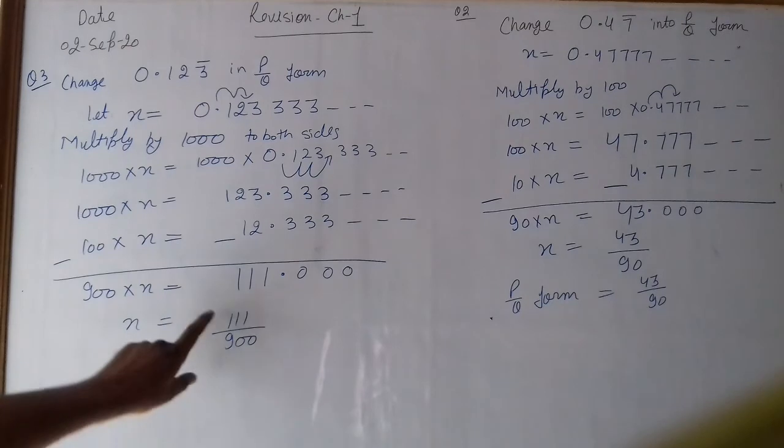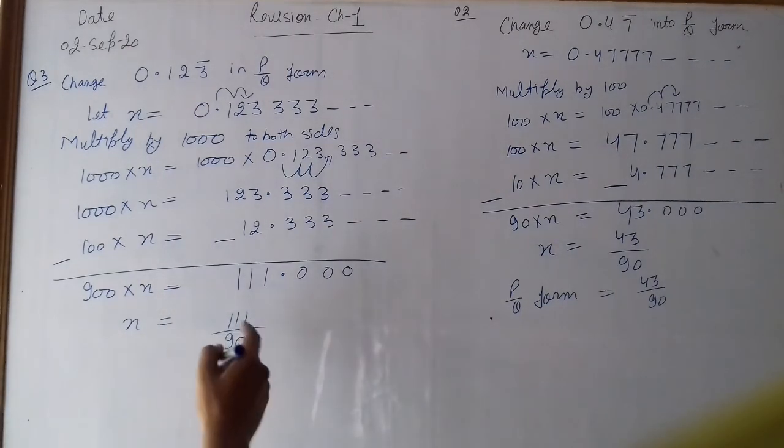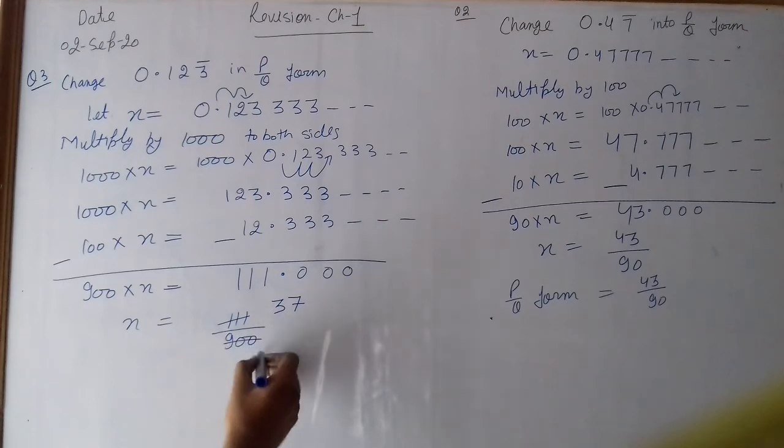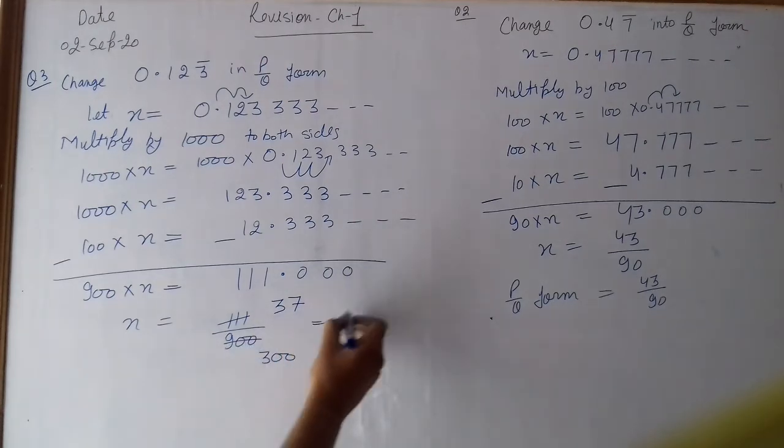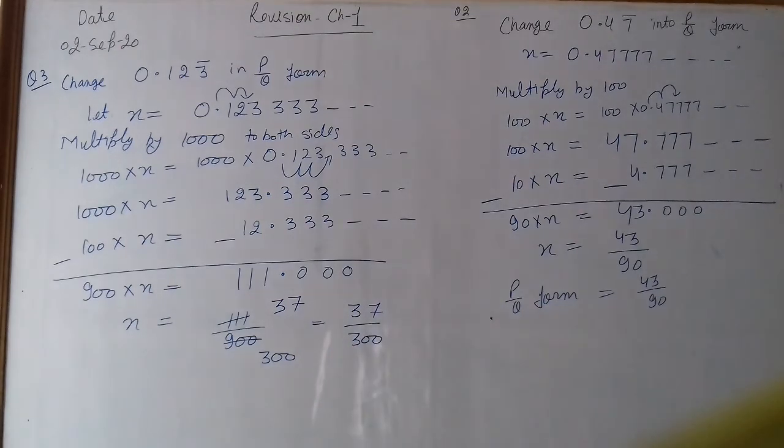If these numbers can be cancelled by a digit, then you can. So 3 3 ja 9, 3 7 ja 21, 3 3 ja 9, 0 0. We have 37 upon 300. Is it clear, students? 37 upon 300. So this is the required answer of this question.